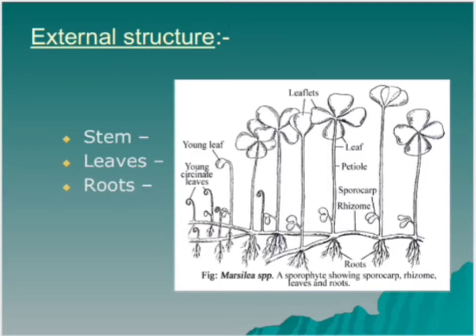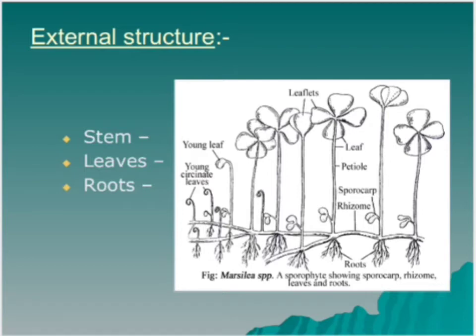Structure of sporophyte. First of all, external structure. The sporophyte, that is the plant body, is well differentiated into stem, leaves and roots. Stem consists of an elongated stolon-like rhizome with distinct nodes and internodes. Rhizome grows either on the surface of the soil or slightly embedded in the muddy soil. The stem is freely branched.